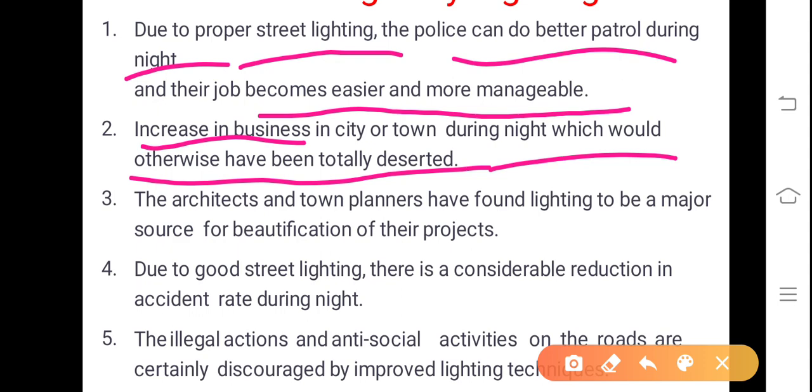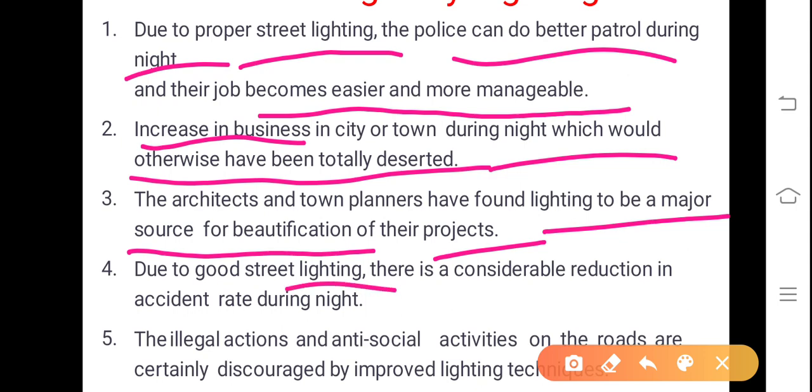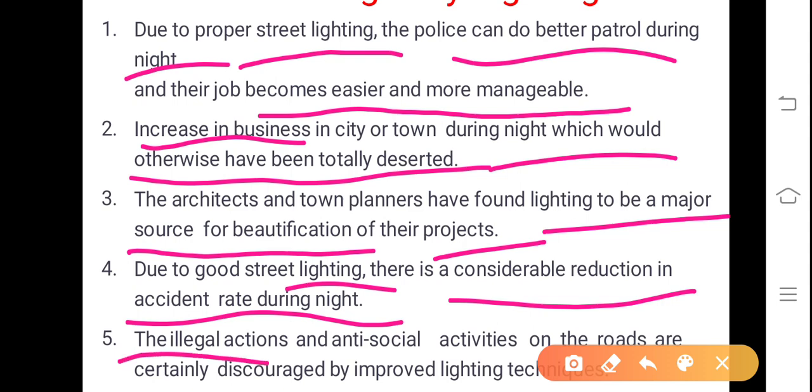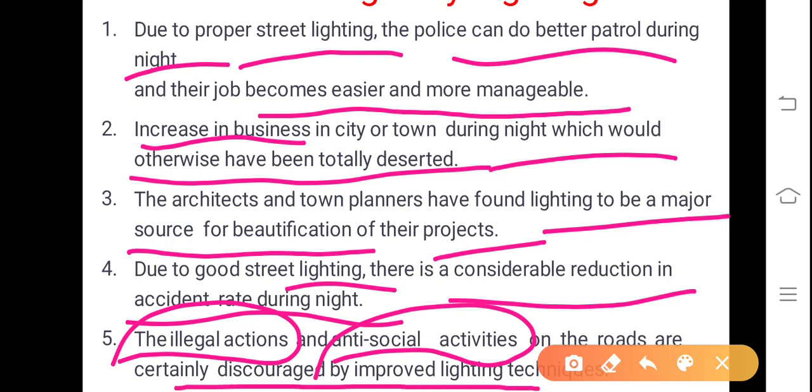The architects and town planners have found lighting to be a major source for beautification of their projects. Due to good street lighting, there is a considerable reduction in accident rate during the night time. The illegal actions and antisocial activities on the roads or streets are certainly discouraged by an improved lighting system.